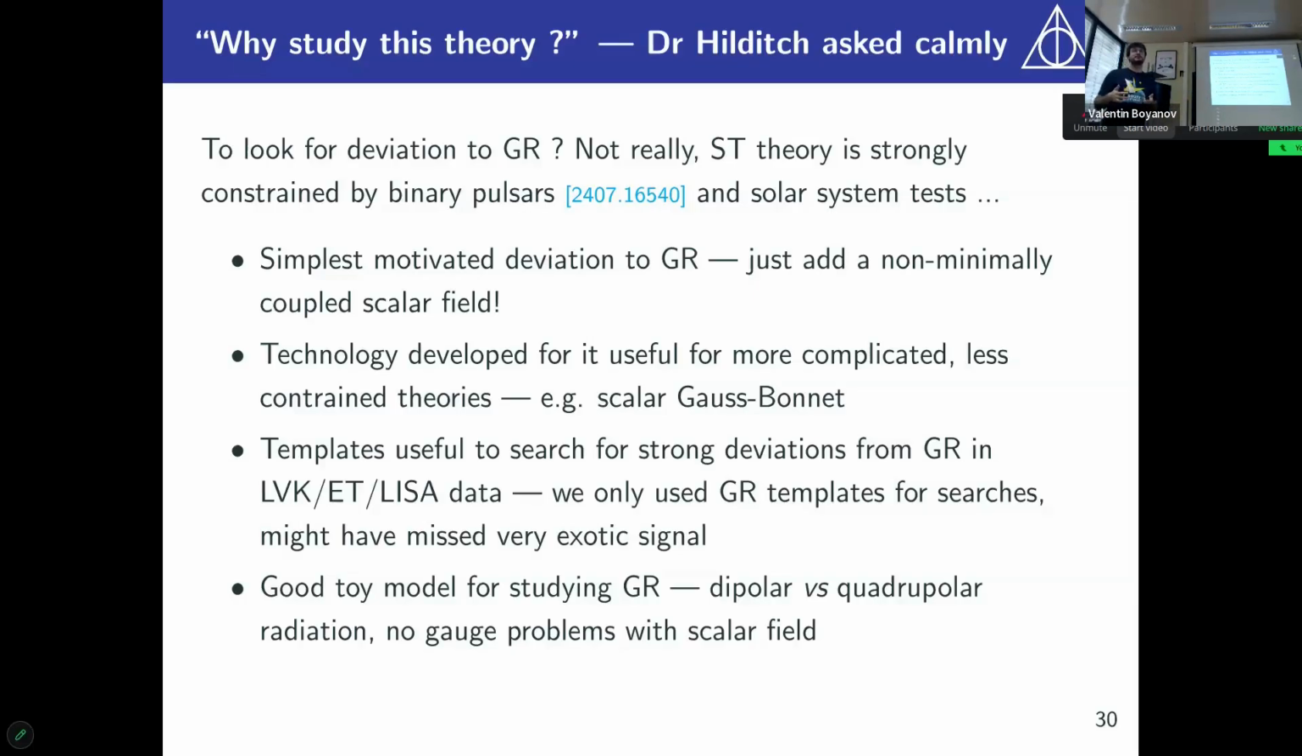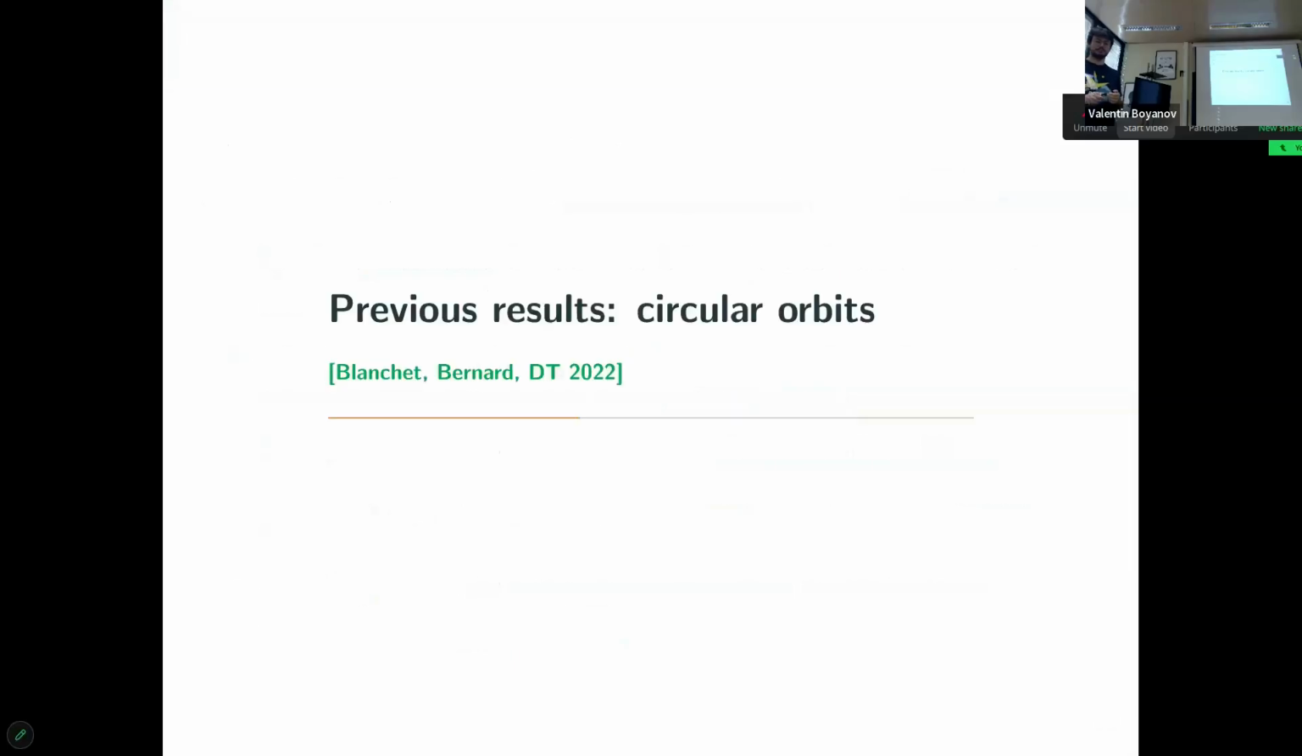Also, we've been looking for gravitational waves using GR templates, and we said everything that we've detected is compatible with GR. But since we're looking with GR templates, maybe there's something very exotic that we've missed, and so maybe these templates can be useful for searches, even though it's not the actual theory. Maybe it's close enough to be useful. And finally, I'd like to argue that it's a very good toy model for studying GR, because dipolar radiation is easier than quadrupolar radiation, as we'll see in a later slide. And there are no gauge problems with a scalar field. Right.